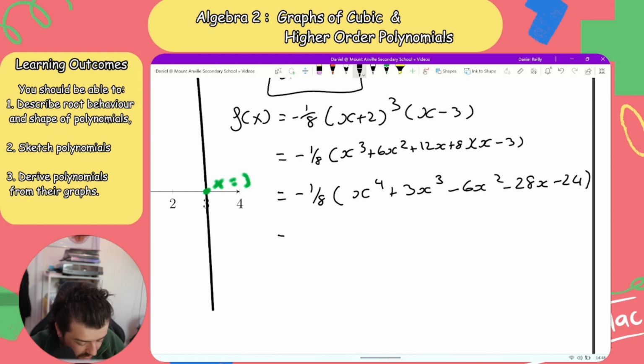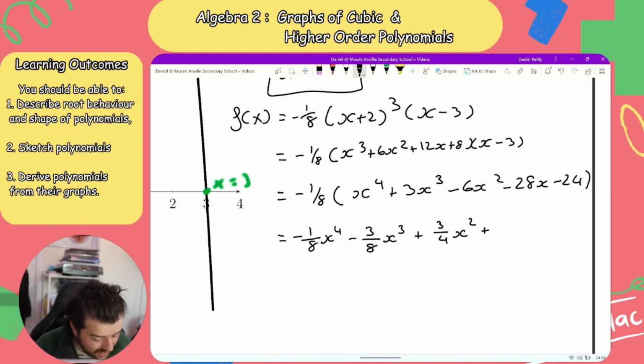Finally, then multiplying the 1/8, so minus 1/8 x to the power of 4 minus 3/8 x cubed plus 6 over 8, which breaks down to 3/4 x squared, plus 28 over 8, that breaks down to positive 7 over 2 x, and then minus 1/8 times minus 24 is going to be positive 3.